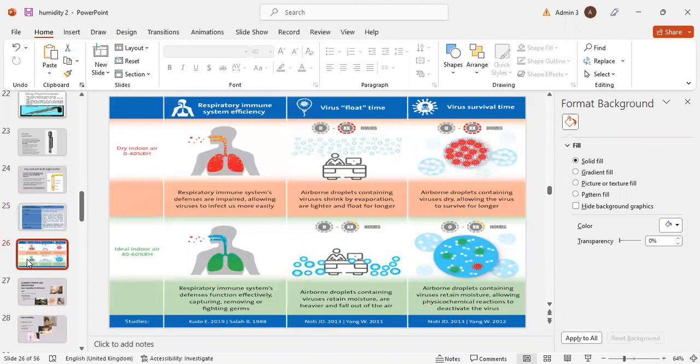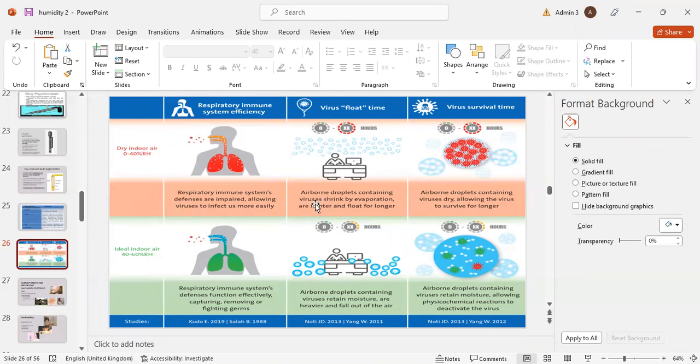And low humidity compared with normal humidity: effects of microbes or chest infection. Respiratory immune system defenses are impaired in dry indoor air, 0 to 40% relative humidity, allowing viruses to infect us more easily. While in ideal indoor air, 40 to 60% relative humidity, respiratory immune system defenses function effectively, capturing, removing, and fighting germs.